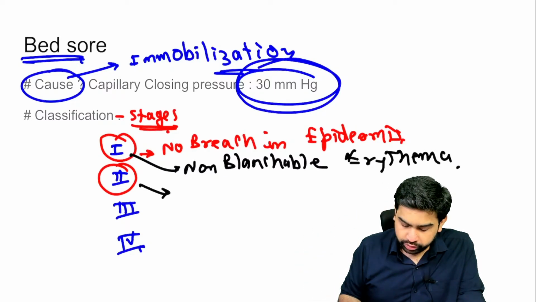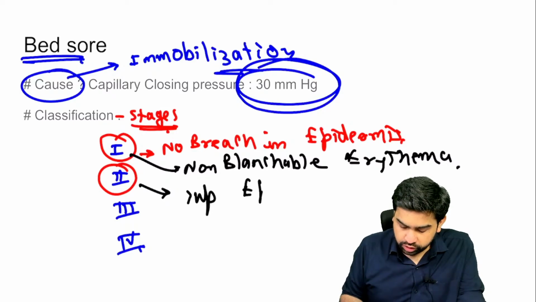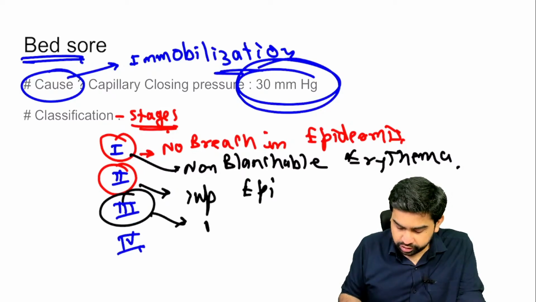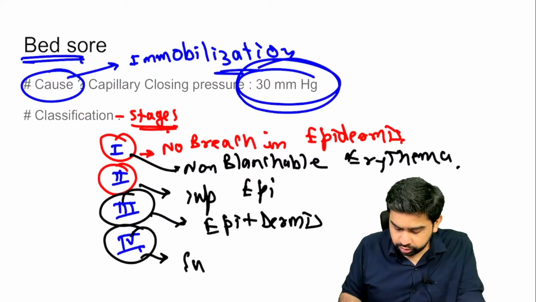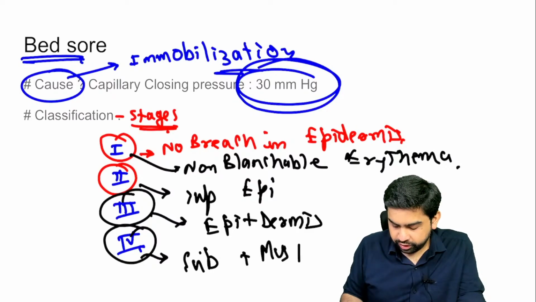In stage 2, there is a superficial loss of just the epidermis. In stage 3, there is involvement of the epidermis plus the dermis. And in stage 4, there is involvement of the subcutaneous tissue, and also the muscle and the bones and everything. Okay, I hope you got the drill.